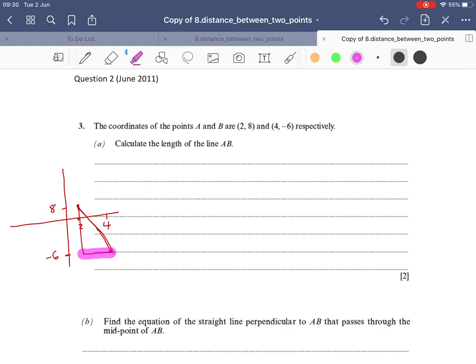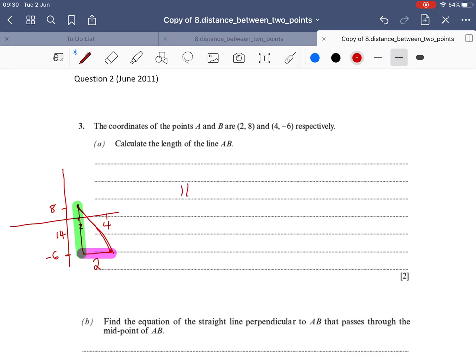So this bottom length is the difference from 2 to 4. So that's a space of 2. And this y line is from 8 to minus 6. Don't put 2. It's not 8 take away 6. It's just how many points would be from 8 to minus 6. So you'd come down 8 and then down another 6. So that's 14. Okay, so that length is 14, not 2. You're not adding them. You're just finding the difference between them.